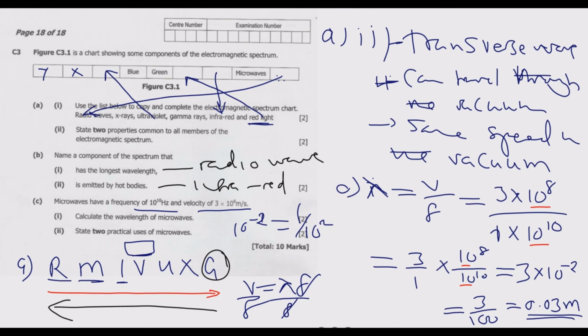Roman numeral 2 of C, state 2 practical uses of microwaves. So microwaves are used in a microwave oven in the kitchen or offices when you're warming food. Then secondly, they're also used in satellite communication. So those are the two key uses of microwaves. So basically, this is how you get the 10 marks on this question. And this brings this series where we are looking at this paper to an end.